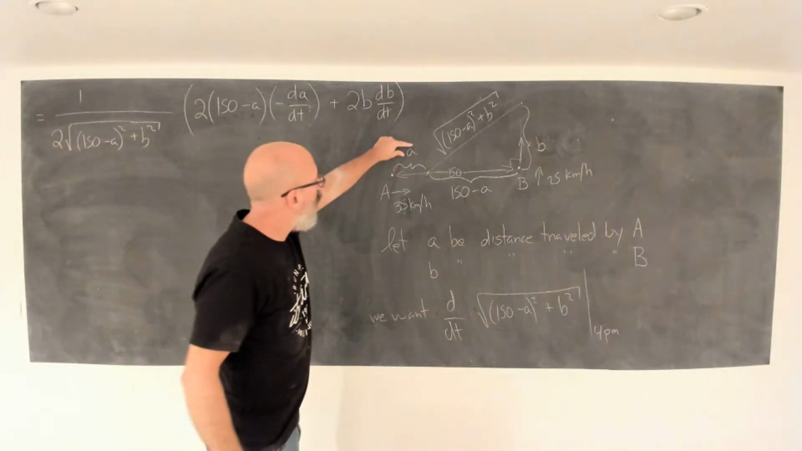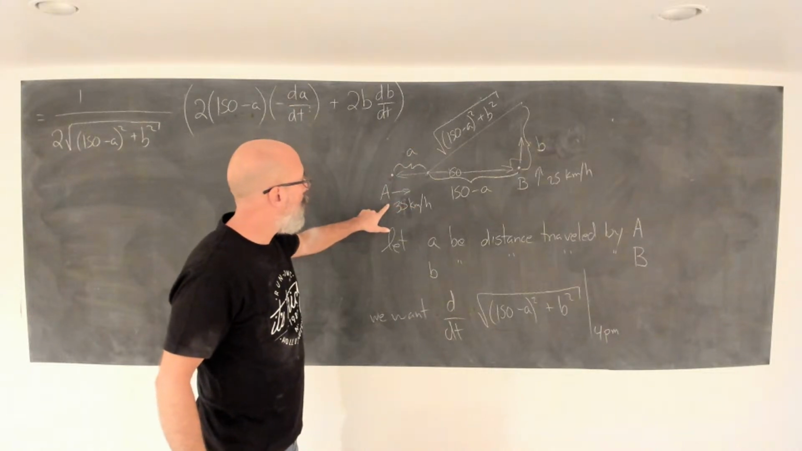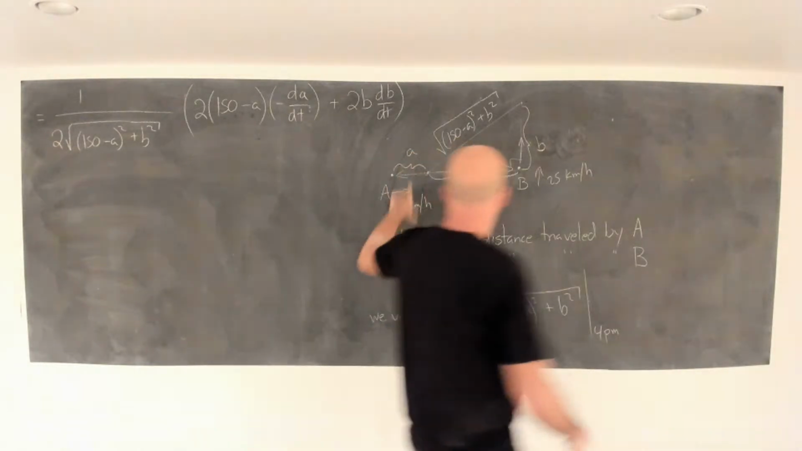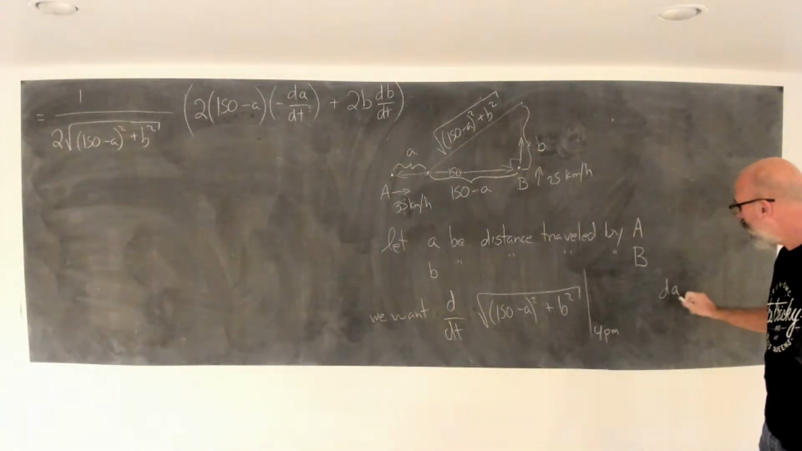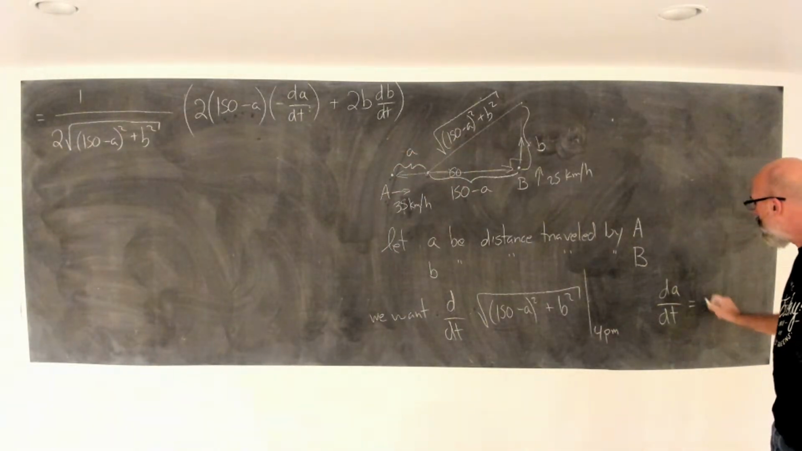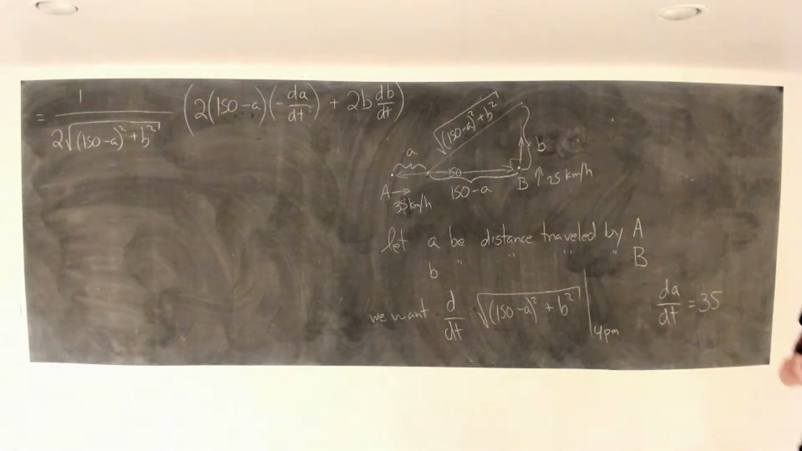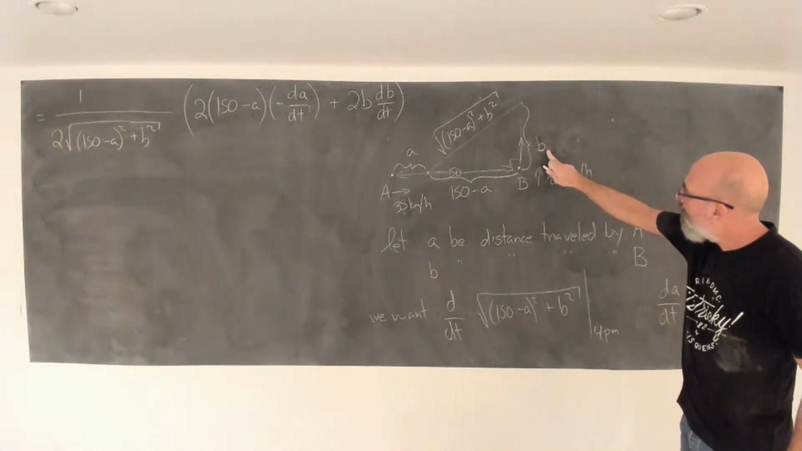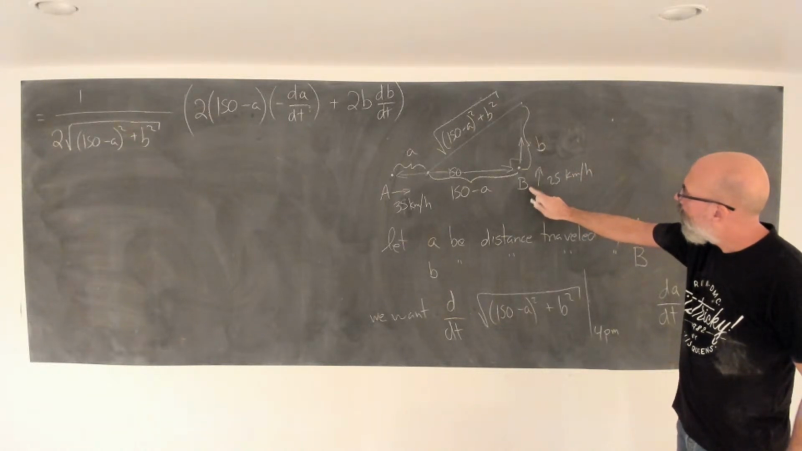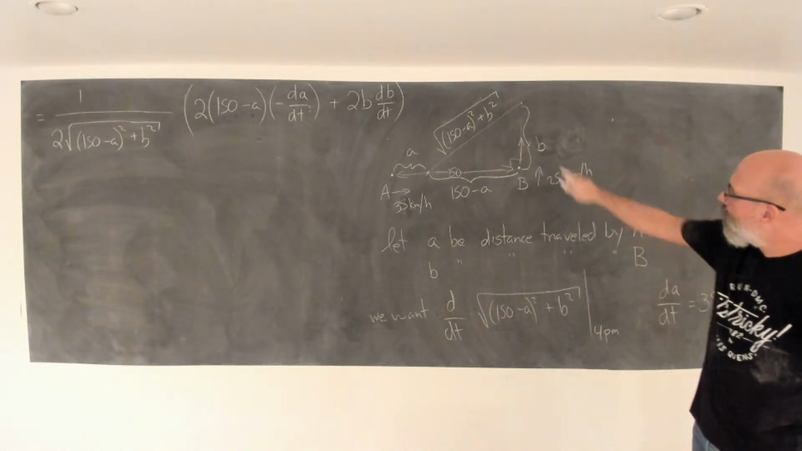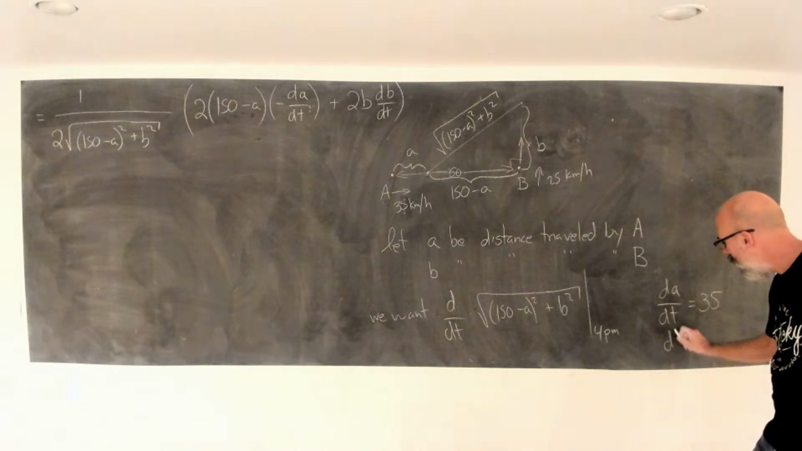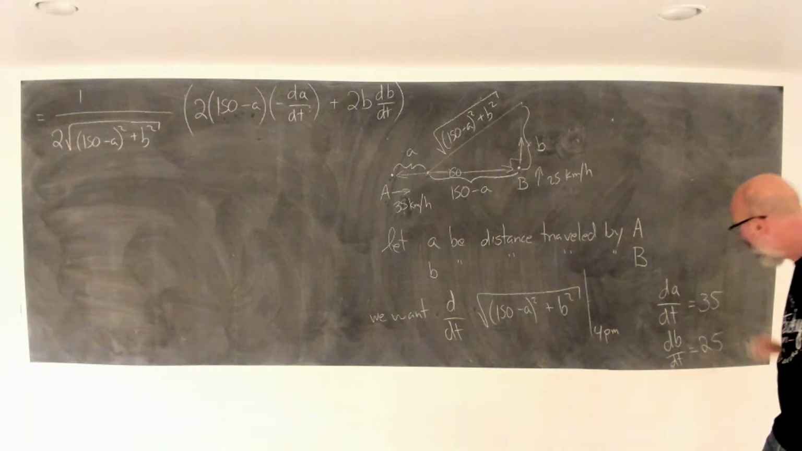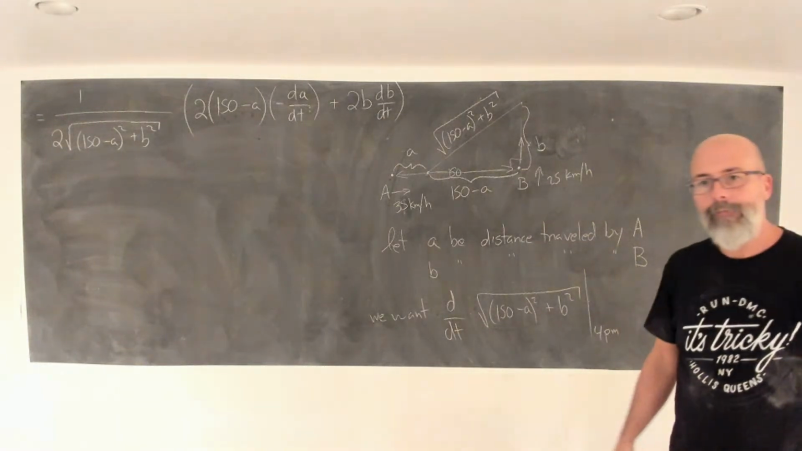Where a was the distance traveled by ship A, and ship A was going at 35 kilometers an hour. So dA dt is 35. B is the distance traveled by ship capital B. And ship capital B was going at 25 kilometers an hour. So dB dt is 25.